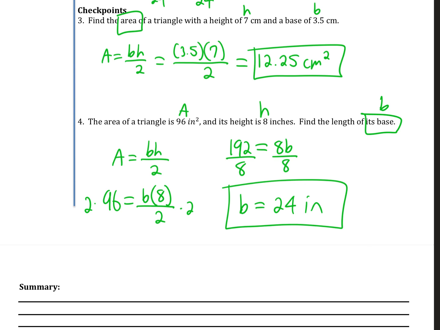Okay. And that is how you solve for different types of dimensions. Area, perimeter, circumference, all that stuff.